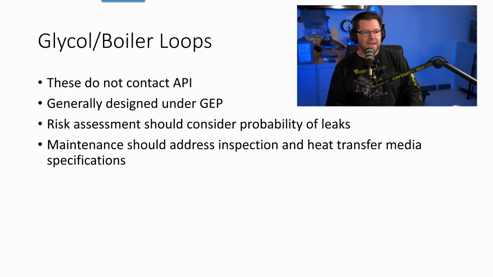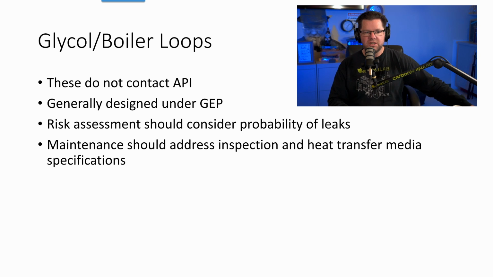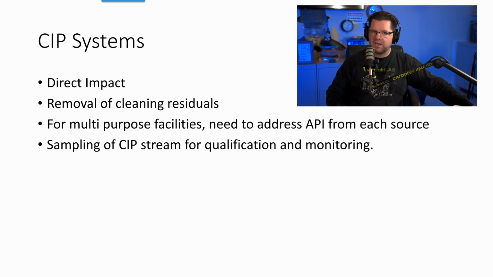Okay. Maintenance should address inspection and heat transfer media specifications so that it can be inspected, and maybe you need to add glycol over time or something like that. So you've got to make sure that it's the same. And then CIP systems, those would be clean in place, or COP, clean out of place systems. There's also steam systems, for example. So these can be direct impact mostly because they're cleaning out the inside of the pipes.